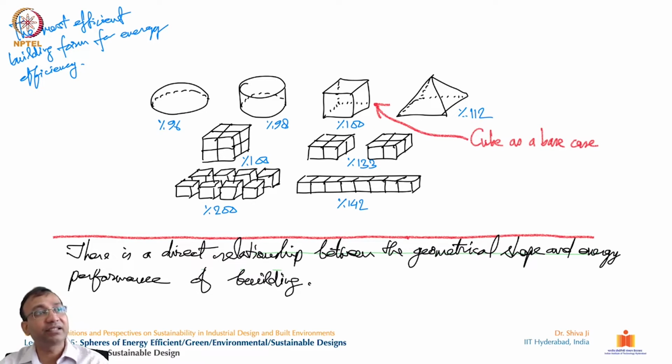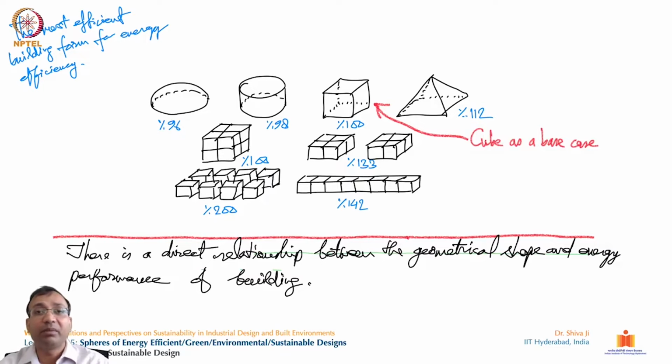In some cases they decreased, like in the hemisphere, if you see, it decreased by 2%, and in the cylinder it also increased by 2%. In the hemisphere it decreased by 4%. But for the rest of the others, since the surface area is increasing, the energy consumption increased tremendously. In this case, if you see, it increased by twice.